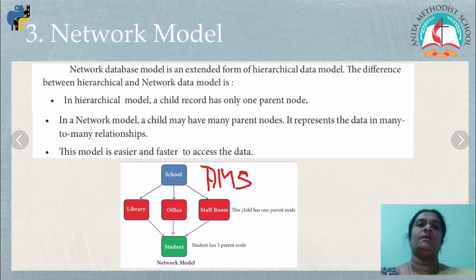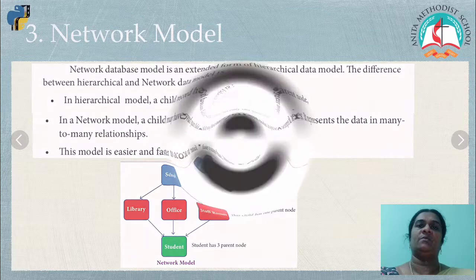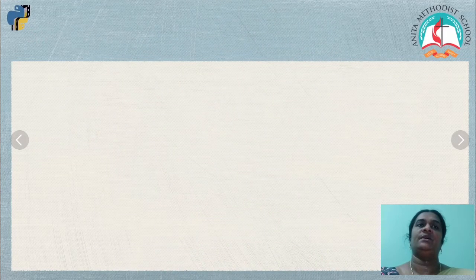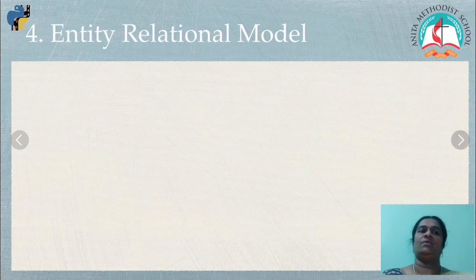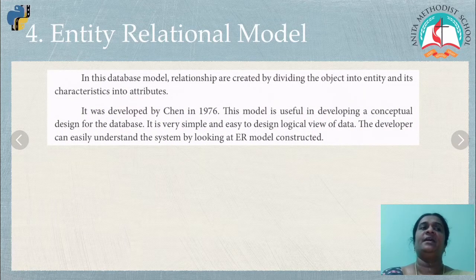Okay. Now, let's move into the next topic. What's the next topic? I told you. Yes, entity relational model. What is entity, children? In this database, relationships are created by dividing object into entity and its characteristics into attributes. It was developed by Chen in 1976.